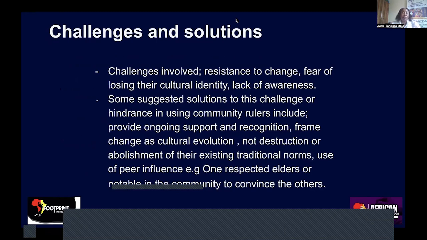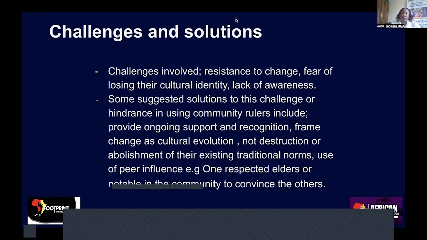By doing so, we know we need to face some challenges, and we need to struggle to seek solutions to them. Coming to some people living their lifestyle, trying to cajole them or to direct their lifestyle to a new one is somehow difficult. We need to know that challenges such as resistance to change, fear of losing their cultural identity, and lack of awareness will hinder us. But what are the solutions that we will propose to better do this?